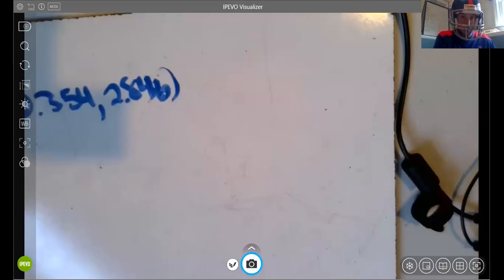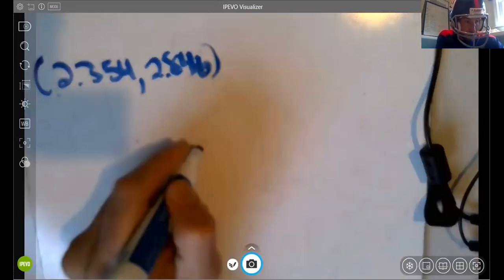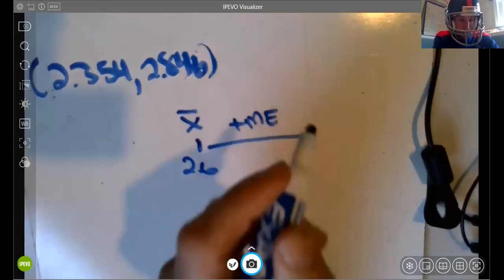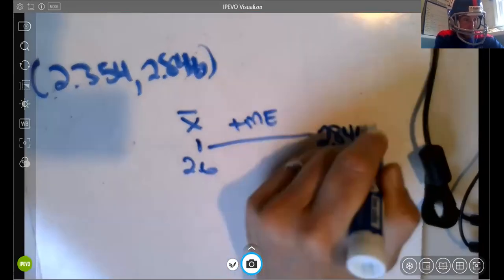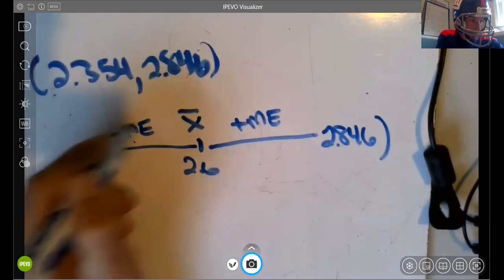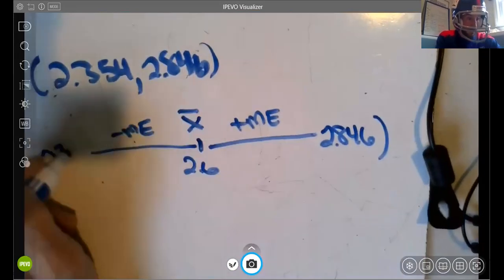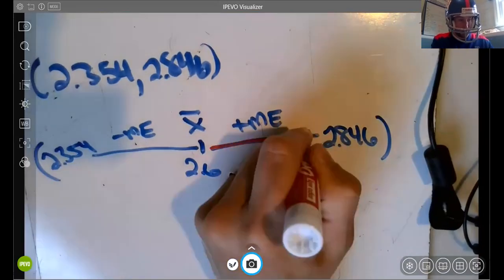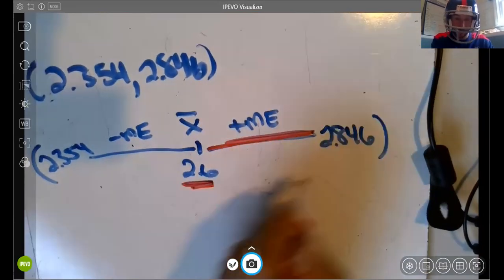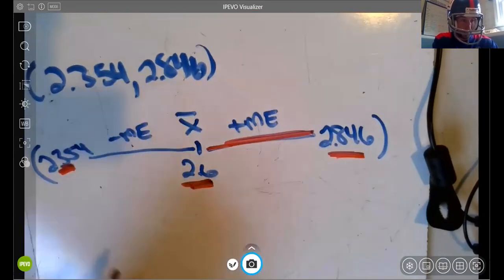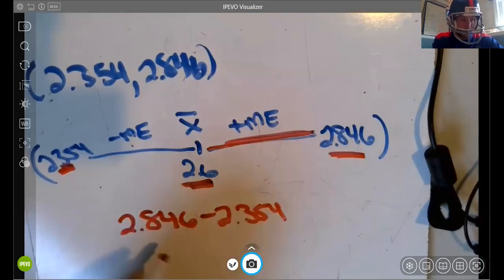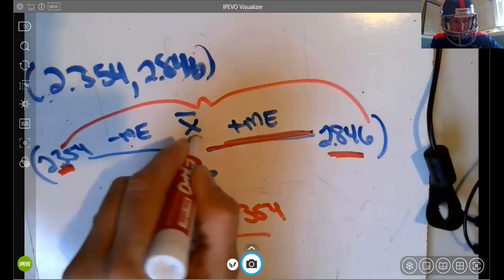Now remember, if we visually represent this, we're starting with some x bar, 2.6. We add some margin of error to get this upper value, 2.846 in the confidence interval. And we subtract some margin of error, the same size, to get this lower value. So that's a number line visual representation of a confidence interval. If I want just this margin of error, I could subtract these two numbers, or I could take the width of the entire interval and divide by 2, because we don't want the width of the whole interval. We only want half of that.